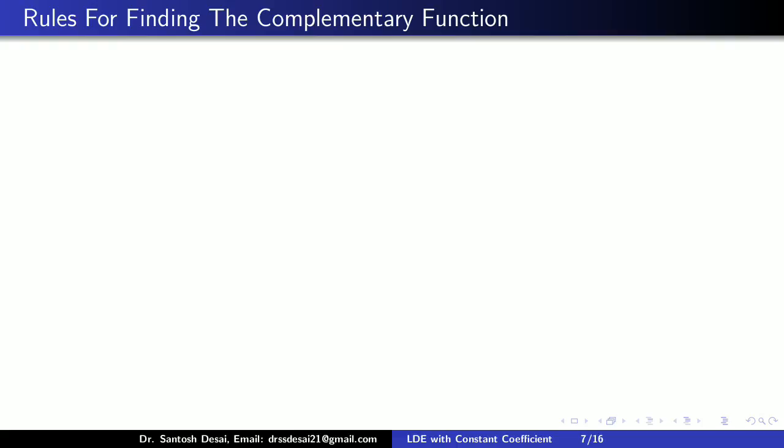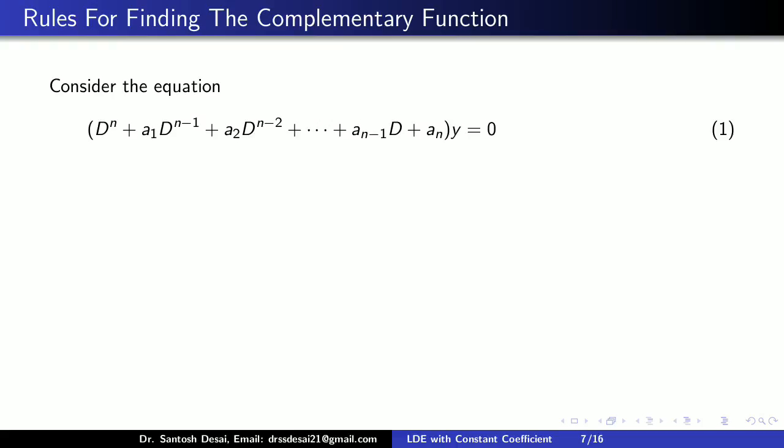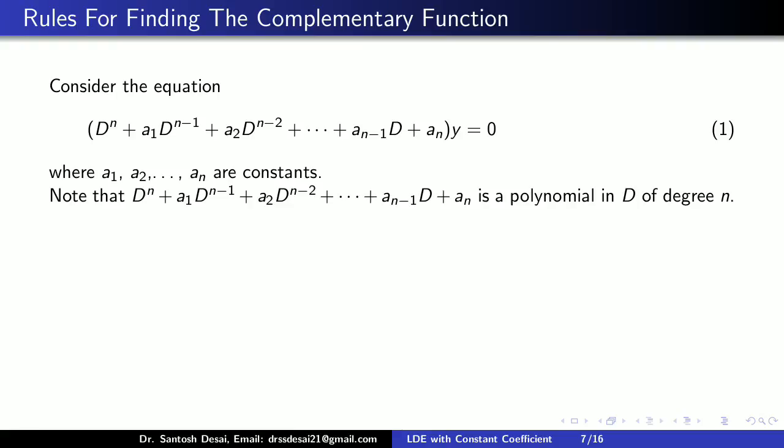Now let us consider the very important part of this topic, that is, how to find the complementary function. So let us consider the given equation. It is written in the form (D^n + a1 D^(n-1) + and so on + a(n-1) D + an) y = 0, where a1, a2 and so on an are constants. Now here we note that this bracketed term is a polynomial in D and also it is of degree n.